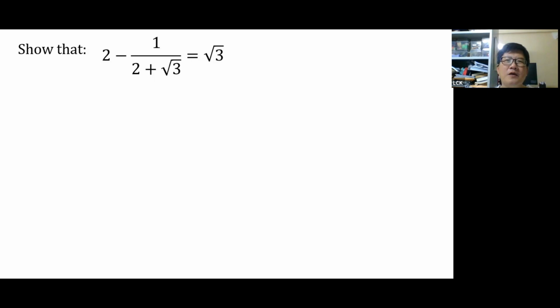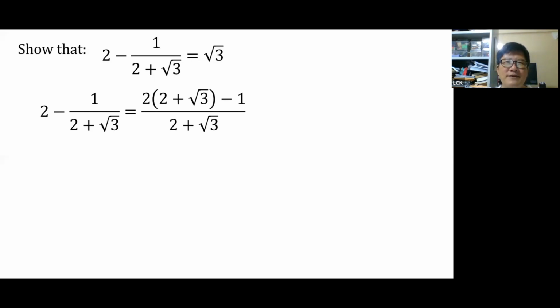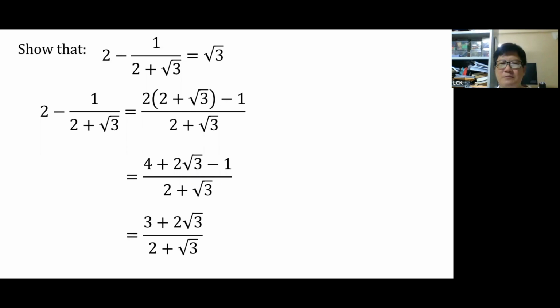It's a show question. So here you begin with the more complicated side, and the more complicated side is 2 minus 1 over 2 plus square root 3. Once you see this kind of thing, 2 minus 1 over something, bring it over the denominator. So you have 2 times 2 plus square root 3 minus 1. When you multiply that out, you get 2 times 2 is 4, 2 times square root 3 is 2 square root 3, minus 1. And of course, simplify that. When you simplify that, it becomes this.